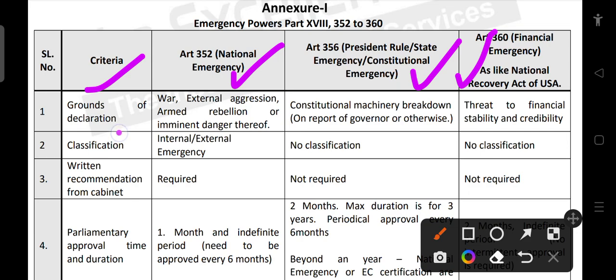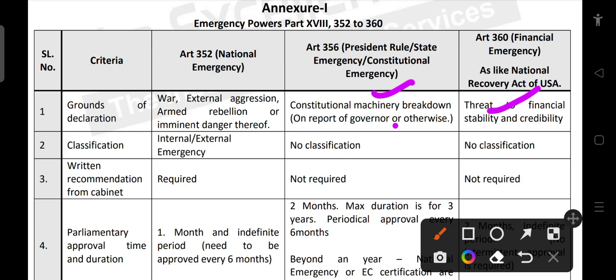Now the ground for declaration. For national emergency, it's war, external aggression, armed rebellion or imminent danger thereof. For President's rule, it's either constitutional machinery breakdown on report of the Governor or otherwise. Or even in case of Article 365, if the state did not follow the directions of the Centre, even in that case President's rule can be declared. Then for financial emergency, threat to financial stability and credibility.